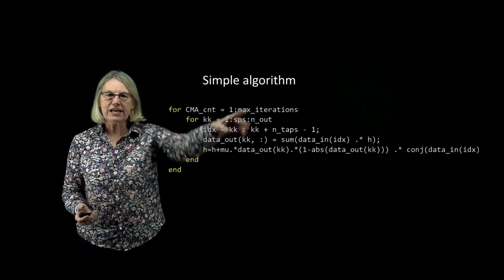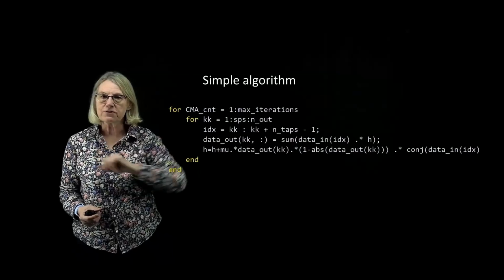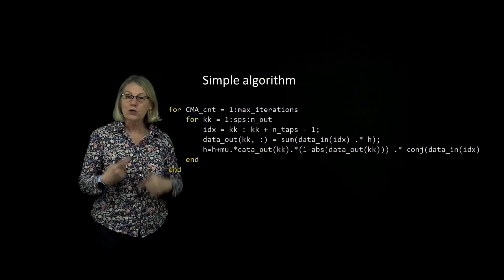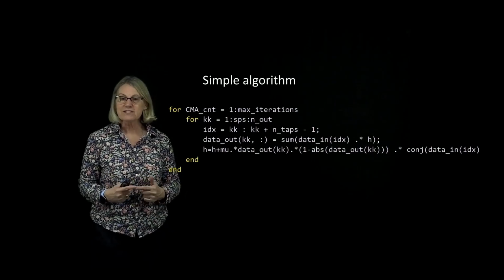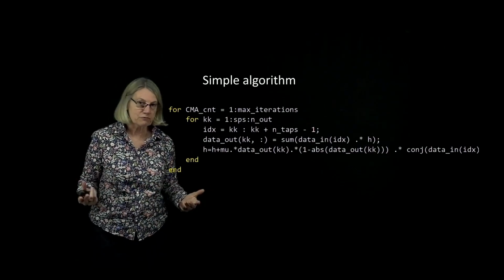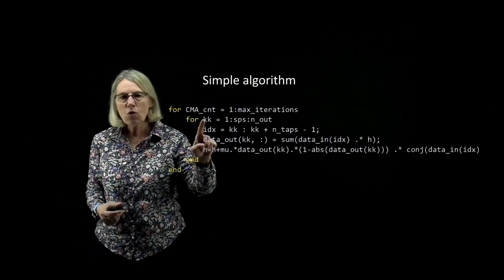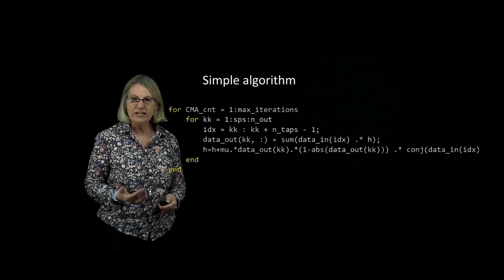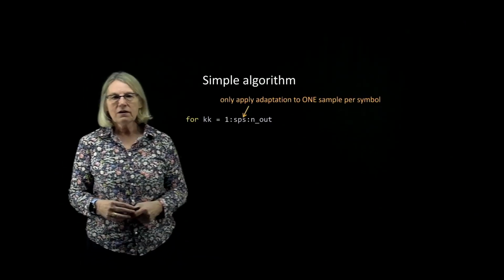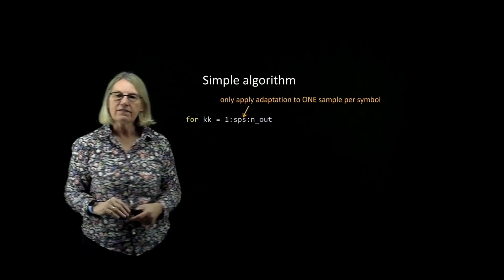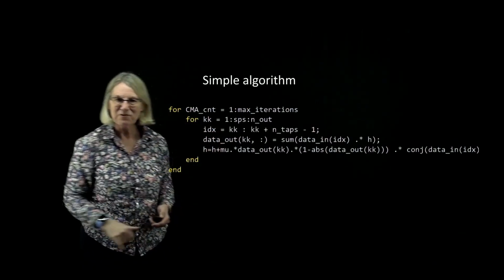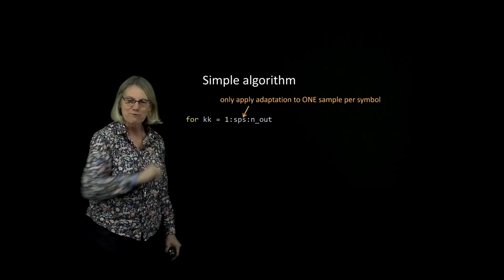So we're going to look here at a couple of for loops. The first for loop is looking at the number of iterations. Remember I said you can iterate the process in order to improve performance. But at the core, at the inside, is where we're doing it for a single iteration. So I'm going to take you through these steps here, starting with the beginning of this for loop.